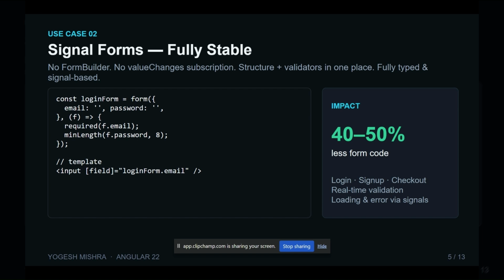Look how clean this is. The form's structure and its validators are defined in one place, and it's fully typed and signal based. The submission API is also stable, so when submitting a form, loading and error states are all available directly through signals. Practical use case, if you are building something like a login, sign up or checkout form that needs real time validation, signal forms will make your code 40%, 50% smaller and easier to maintain too.